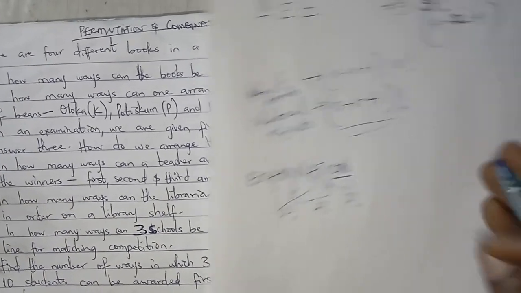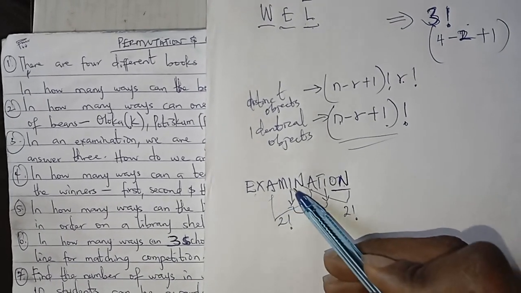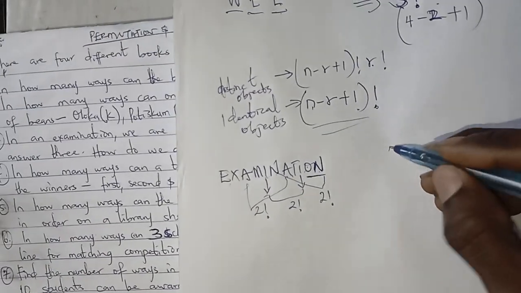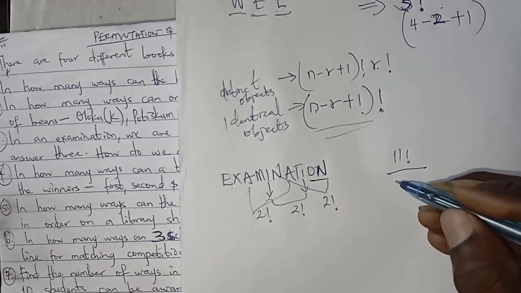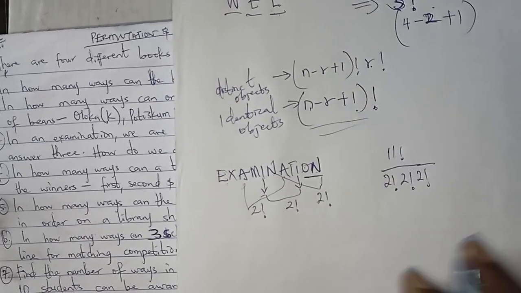Okay. So normally, if I'm to find the number of arrangements I'll have here, let's count 1, 2, 3, 4, 5, 6, 7, 8, 9, 10, 11. I should have 11 factorial over 2 factorial, 2 factorial, 2 factorial. This is the normal arrangement.